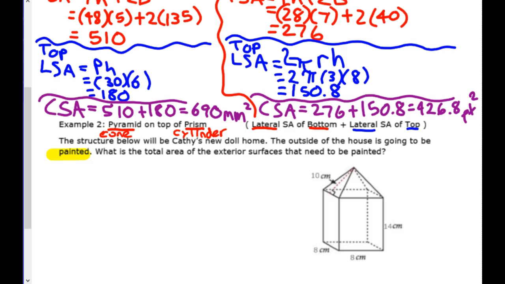And I'm just going to tell you, because I've had people tell me otherwise. I'm telling you, we are not going to paint the bottom. Right? Shake your head yes. Okay, so we're not going to paint the bottom. Who cares about the bottom? Okay, so we are just painting the sides of the prism and the sides of the pyramid. Okay, when you get the painting problem, they're both lateral.